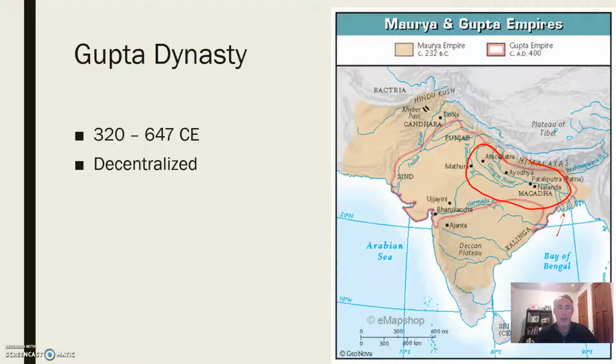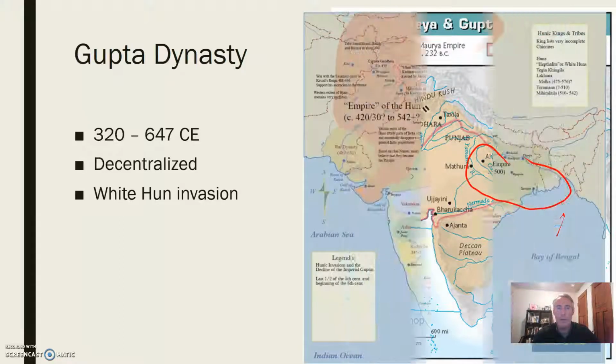They relied more on the loyalty of the nobles, which eventually weakened them and made them more susceptible to outside attack. The most notable one being the White Hun invasion. Huns were a group that were from up in Central Asia. We'll read more about the Huns when we get to the Roman Empire with their leader Attila. And the White Huns were a group that came down and conquered through the Indus River and across the Hindu Kush and the Khyber Pass and so forth, and really destabilized the last remnants of the Gupta Empire.